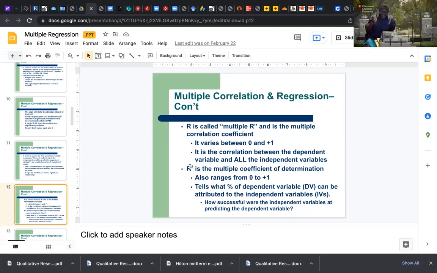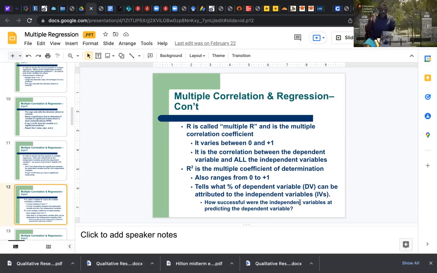We have the Pearson R, which is a small r. We have the small r squared, which is a coefficient of determination. We saw it in correlation. In regression here, we have the capital R squared, which is a multiple coefficient of determination. It ranges from 0 to +1, almost the same values as in correlation. So it tells us the percentage of the dependent variable that can be attributed to the independent variables.